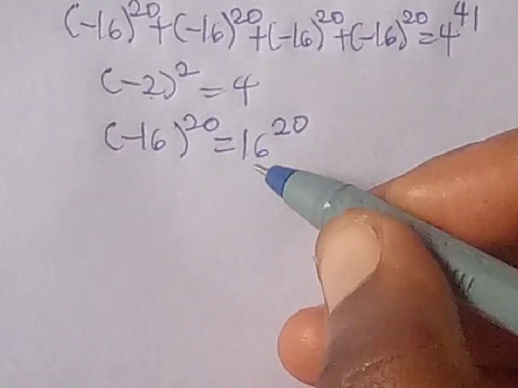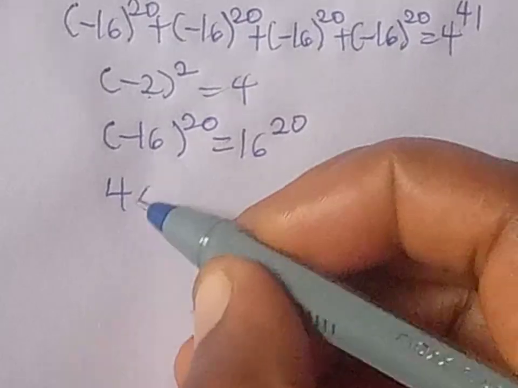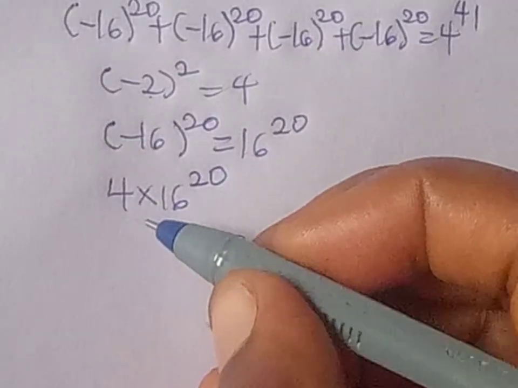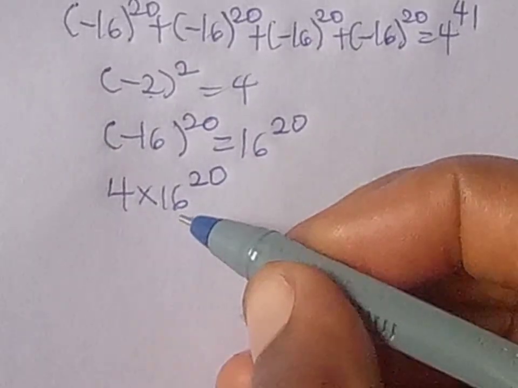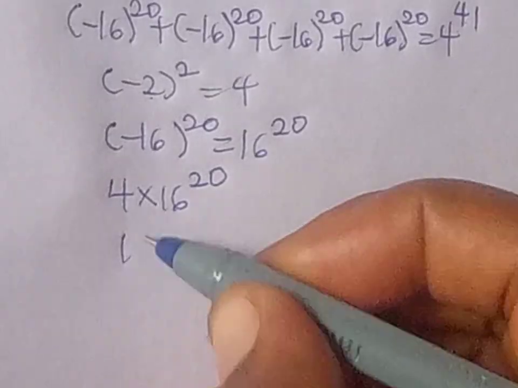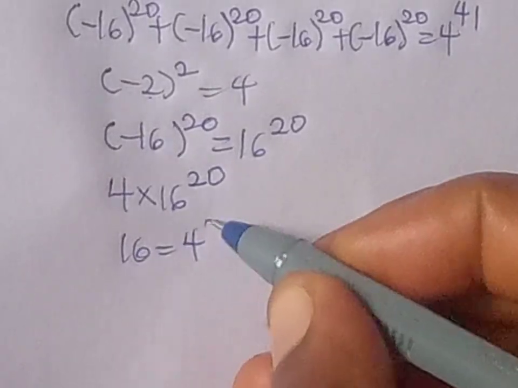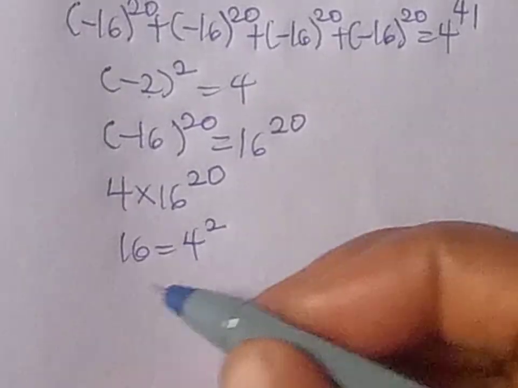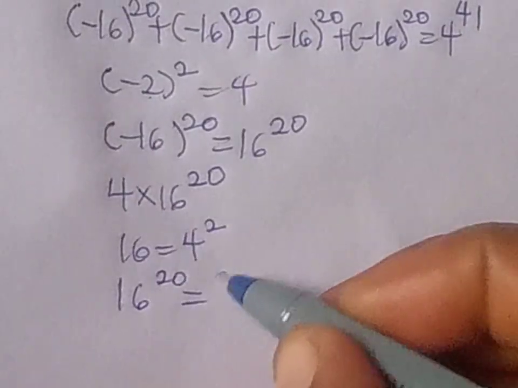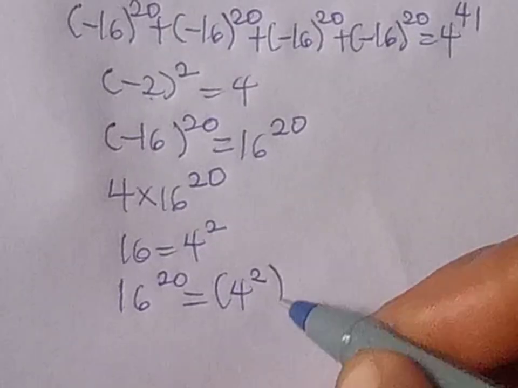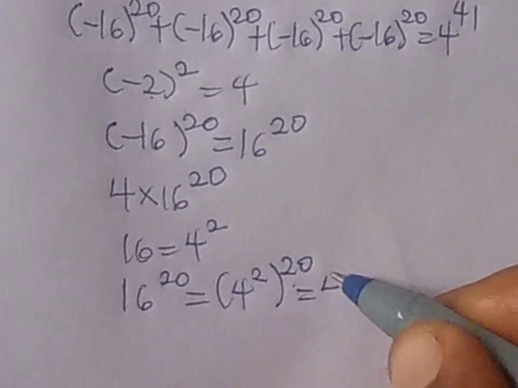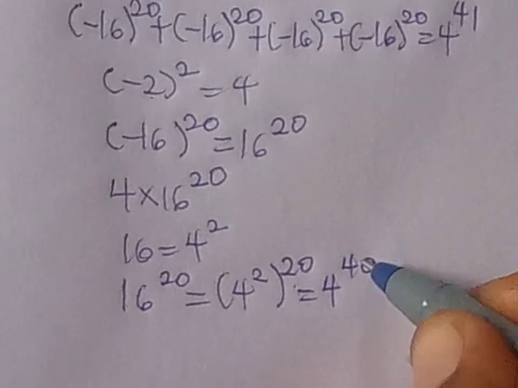Now our left side will become 4 times 16 raised to the power of 20, because we have x raised to the power of 20 4 times. Now let's rewrite 16 as a power of 4. That is, 16 equals 4 square. Therefore, 16 raised to the power of 20 equals 4 square raised to the power of 20, which is equal to 4 raised to the power of 40.